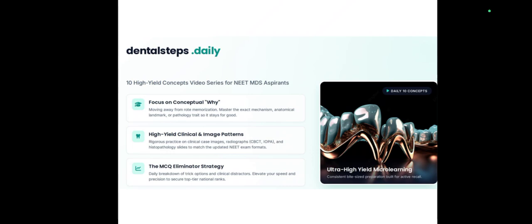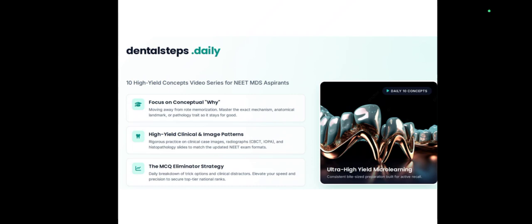Preparing for a competitive national level exam is not about mindlessly memorizing thousands of MCQs. It's about building a solid conceptual foundation. That's why our series focuses on three main pillars. Focus on the conceptual why. We move away from rote learning and master the exact physiological mechanisms, pathology traits, and anatomical landmarks so they stick with you on exam day.